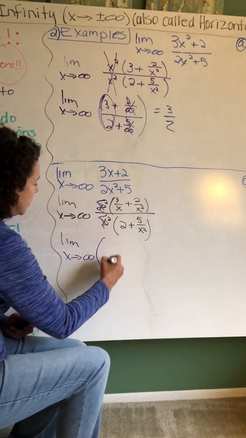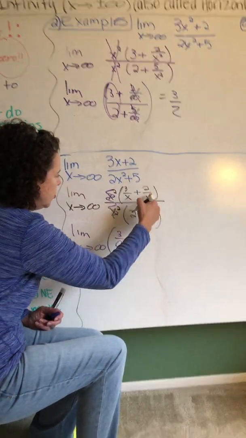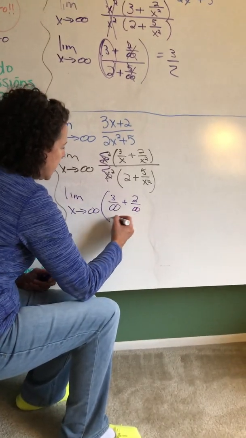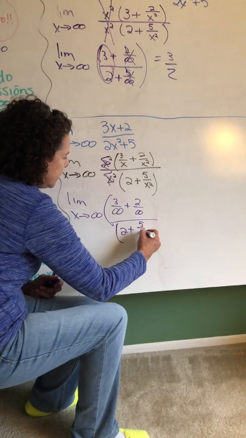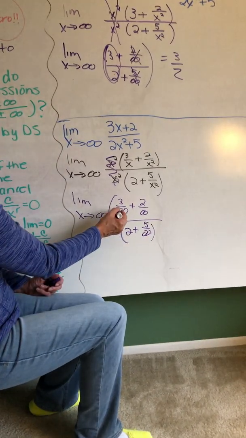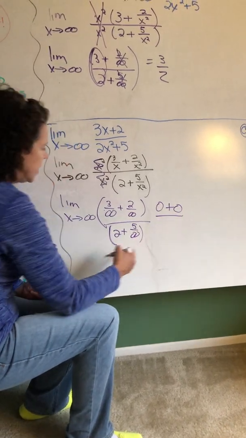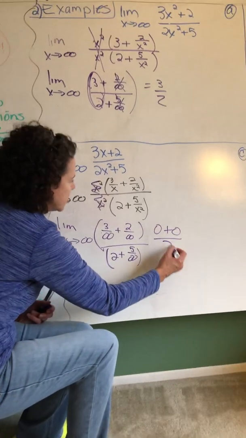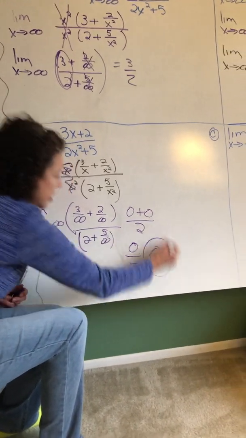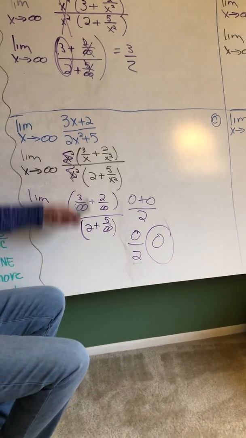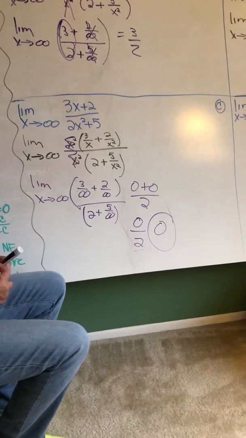Let's put infinity in. This would be 3 over infinity plus 2 over infinity divided by 2 plus 5 over infinity. I have 0 plus 0 divided by 2 plus 0, which is 2. I do have 0 over 2, and I said by logic I felt that this limit as x approaches infinity is 0, and it is. Let's go to our last problem.